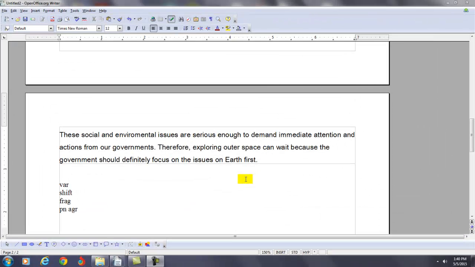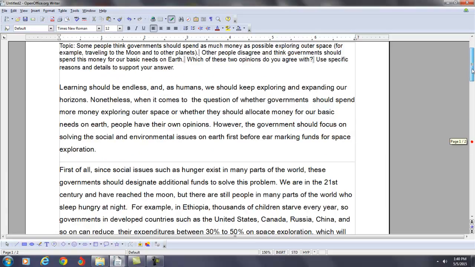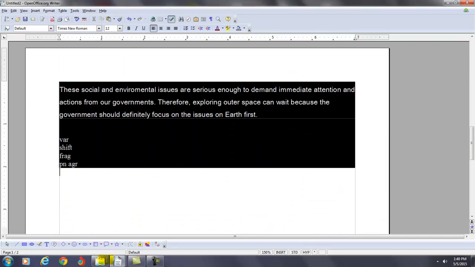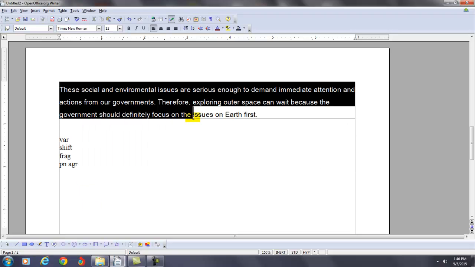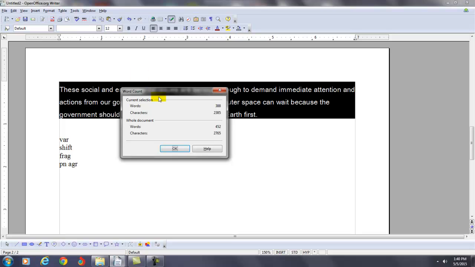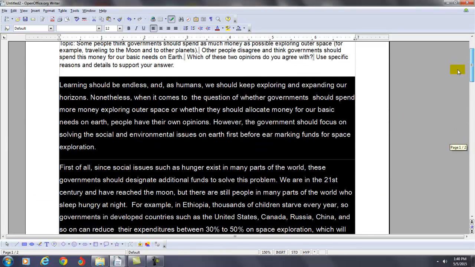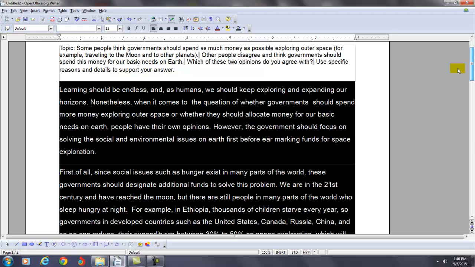All right, let's take a look at the paper one more time, see how we're doing. And let's get a word count. I think we're still in pretty good shape. So overall we have 388 words, which I think should be okay. That should be good enough. As long as you're typically over about 350, you're pretty good.